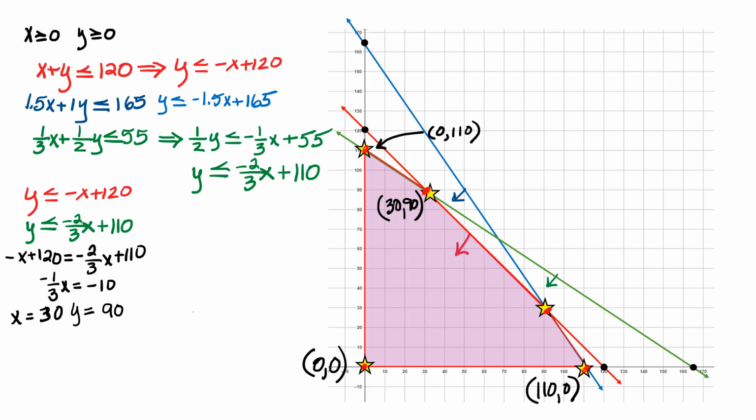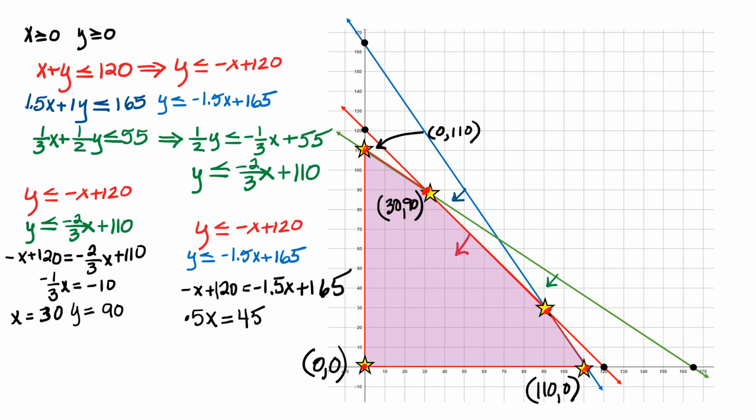So that's right there. And to solve for that point, we're going to have to solve the system of equations that has the blue line and the red line. So we've got y equals negative x plus 120. And then we have the blue line, which is y less than or equal to negative 1.5x plus 165. Now we can use substitution to solve that. So negative x plus 120 is equal to negative 1.5x plus 165. We can add 1.5x on both sides, and we will get 0.5x equals 45. So x will be 90.